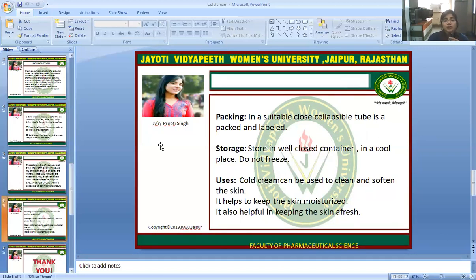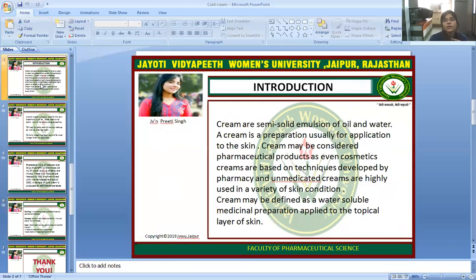So overall, cold cream is a semi-solid preparation. Cold cream is very important for facial massage and other cosmetic preparations.